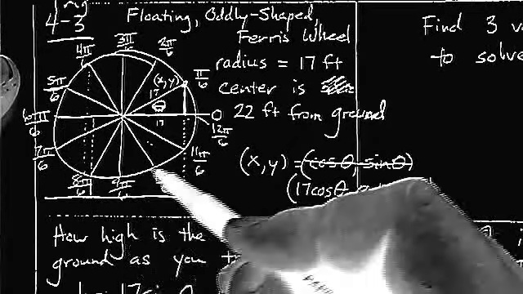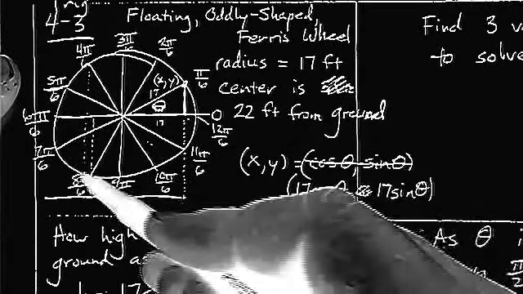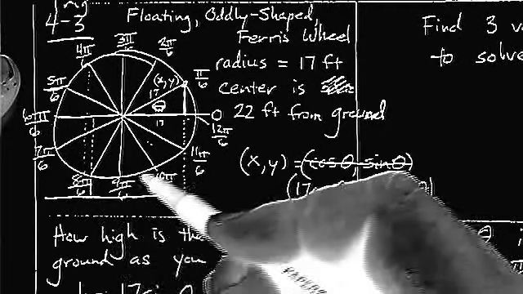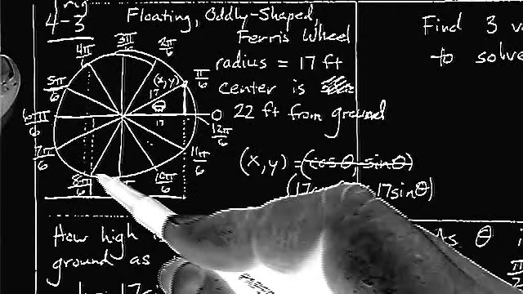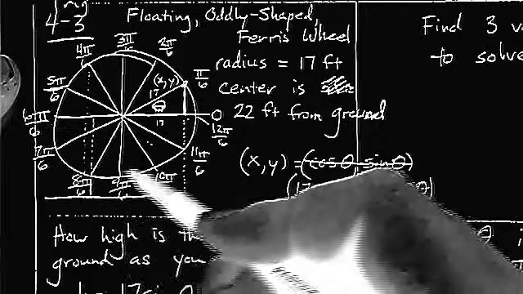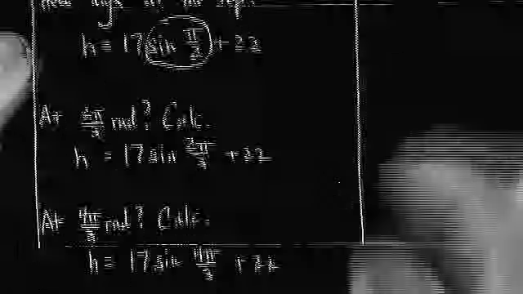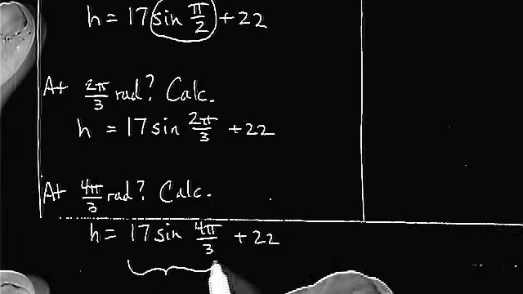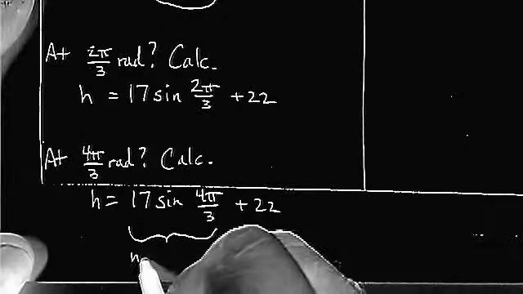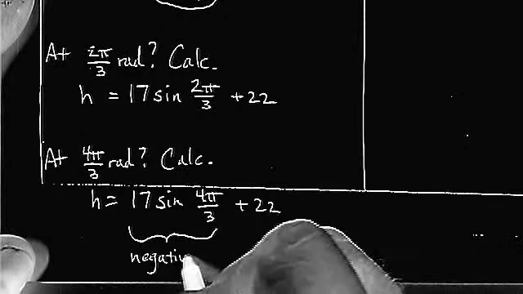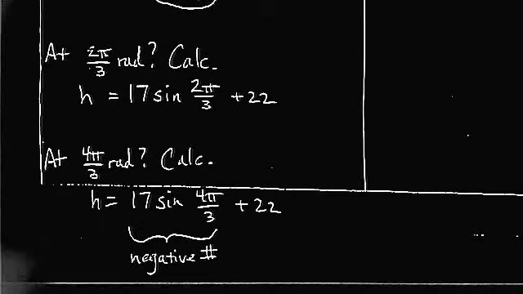Well, that makes a whole lot of sense because we talked about how y values underneath the x-axis were negative because sine goes with the y value. So this right here will be a negative number. And then when you add it to the 22 feet, you'll end up with a positive height, but it'll be a lot closer to 5, which is at the very bottom.